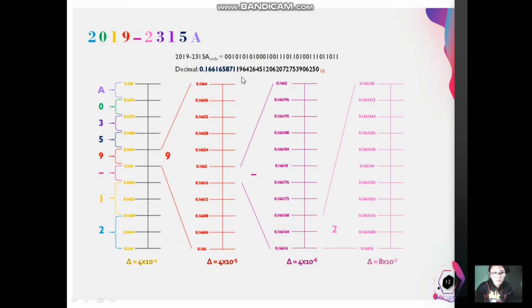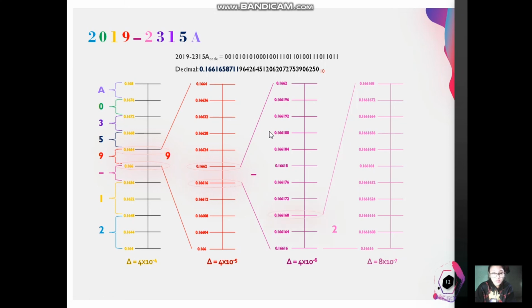Next, where can you see this in this plot right here? So it is located in between 0.1664 and 0.166. And the number associated in between this range is 9. In the next plot, it is located in 0.1662 and 0.16616. And the character associated in between this range is the dash symbol.